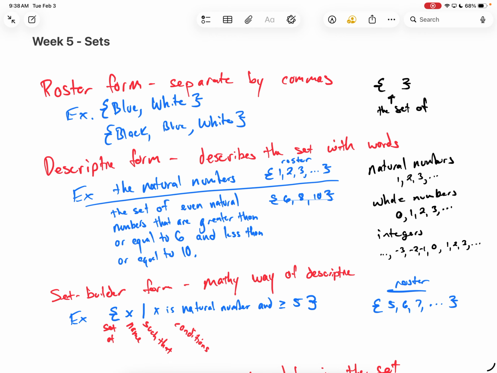Okay? So it's a set of X's such that X is a natural number and greater than or equal to 5. So the answer to that would be: we'd start at 5, 5, 6, 7, and goes on forever. I don't believe you have to ever write it in set builder form, but you will see that. So again, that names it, such that, and it gives it a condition of what it is there. I'll pause for just a second, let y'all get all that written down if you want to.